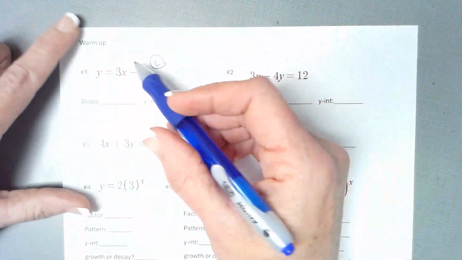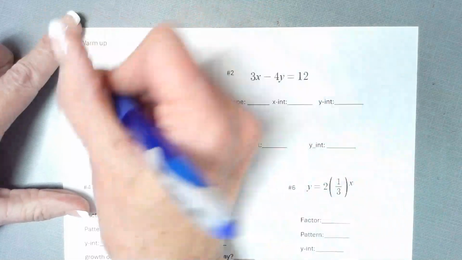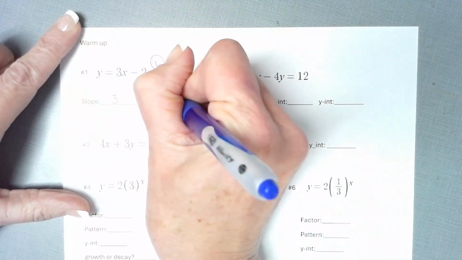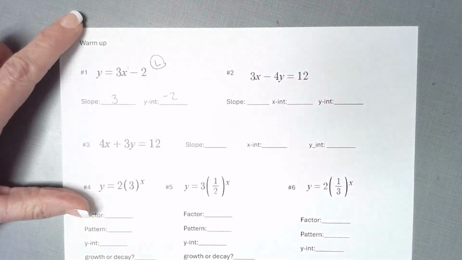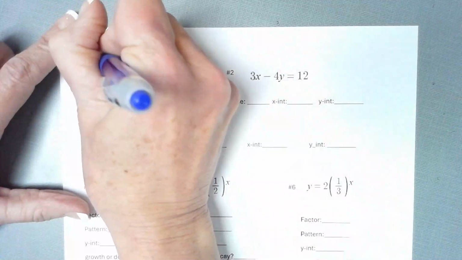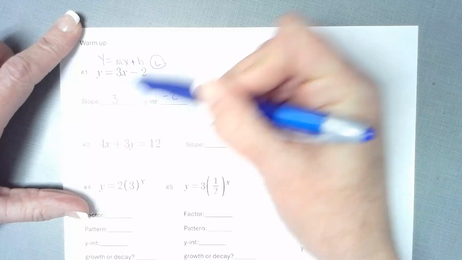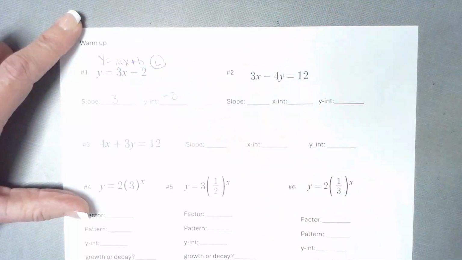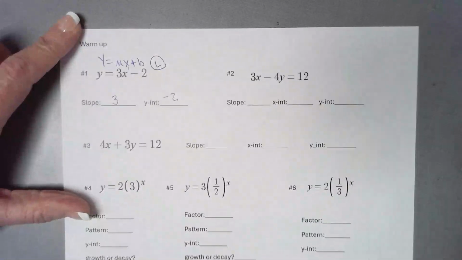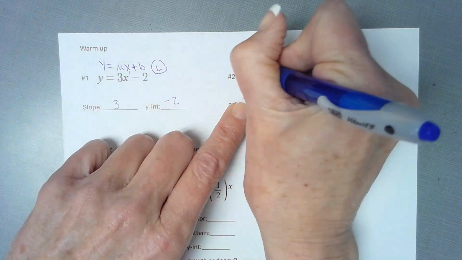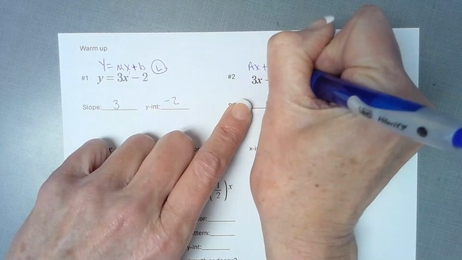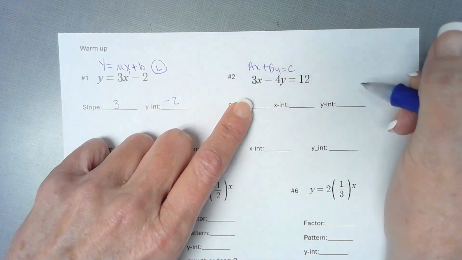Okay, so this is y equals mx plus b form, so your slope is 3 and your y-intercept is negative 2, because this is y equals mx plus b. M is slope, b is your y-intercept. Okay? Okay, this is in ax plus by equals c form.